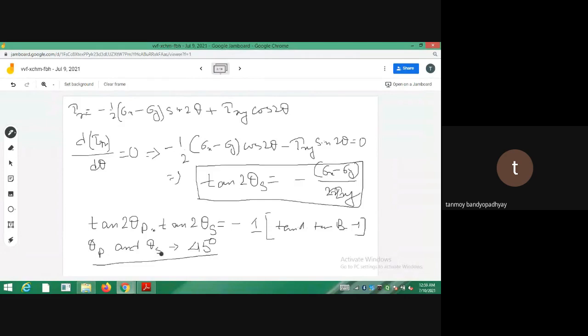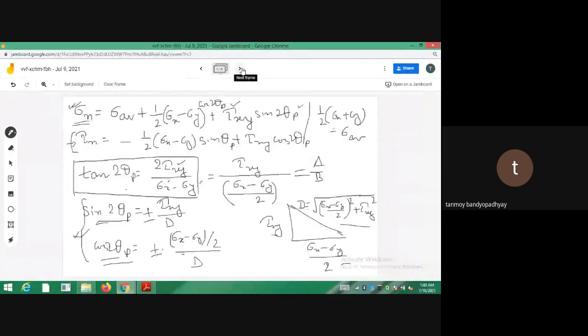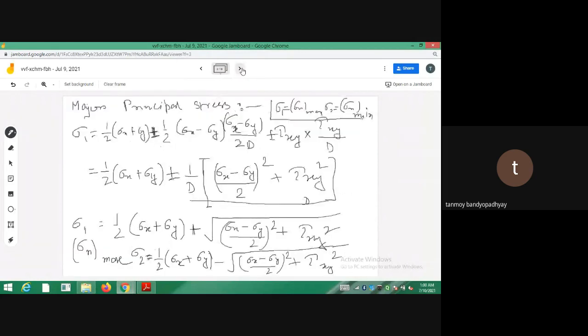Can you figure it out from the Mohr circle? Anyone? You think? Let me go to the Mohr circle first. Acha. This one is, we derived the principal stresses, sigma 1, sigma 2 derivation. It is a very important formula.